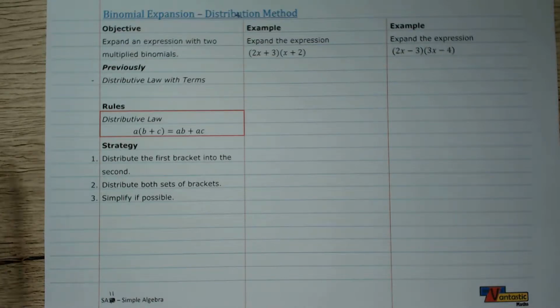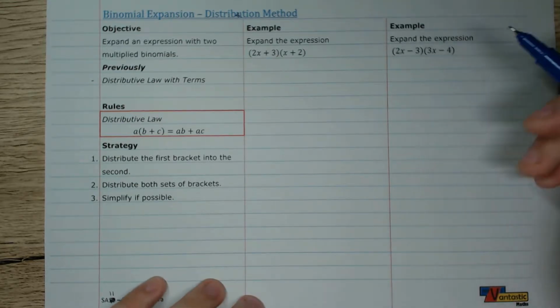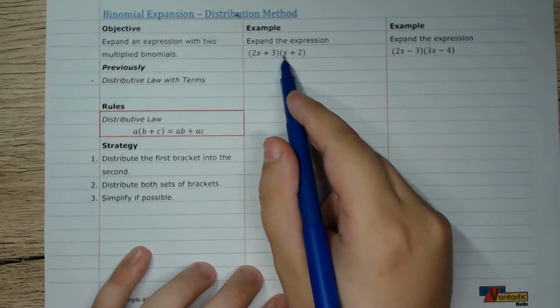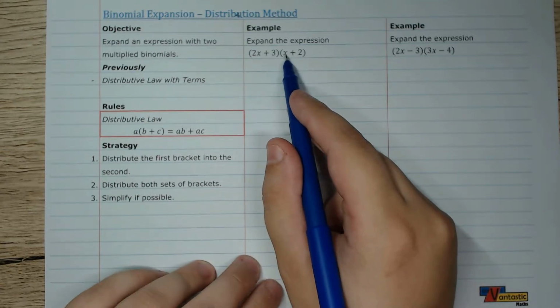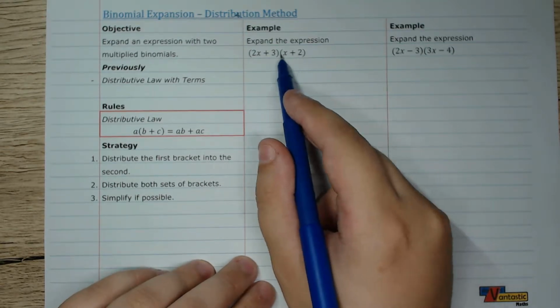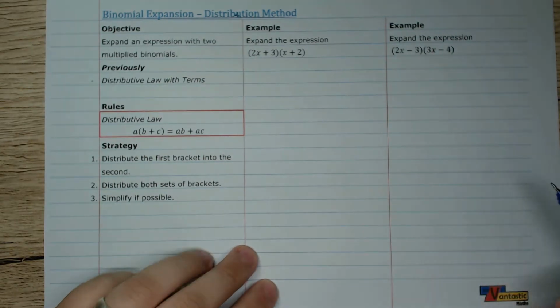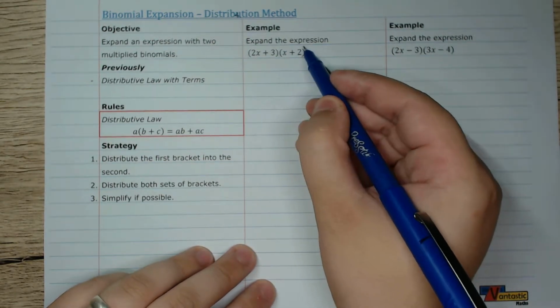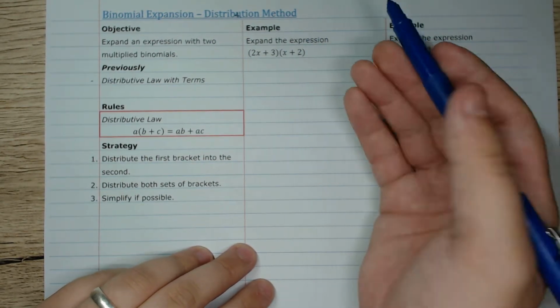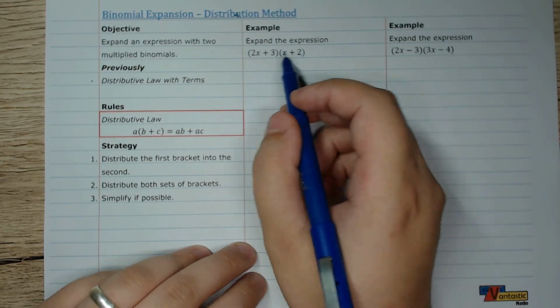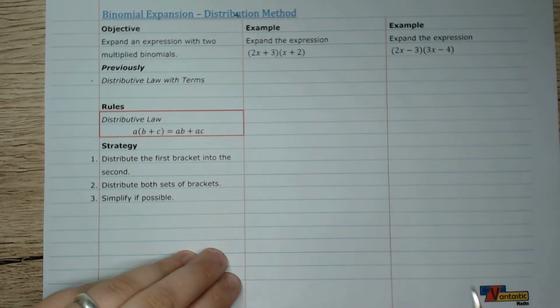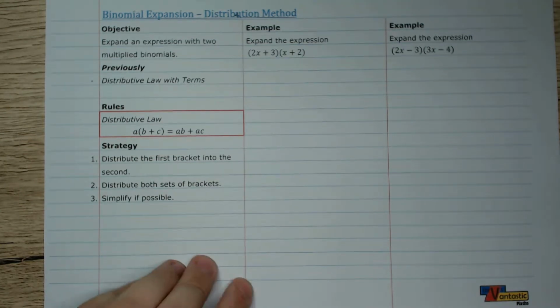Hi, this is Mr. V, and in this video we're going to start expanding binomials. And in this video we're going to use the distribution method. So binomials are factors that have two components added up. And you can see here we've got brackets with two factors, so they're binomial, and I've got two of them multiplied by each other. How can we expand that bracket?